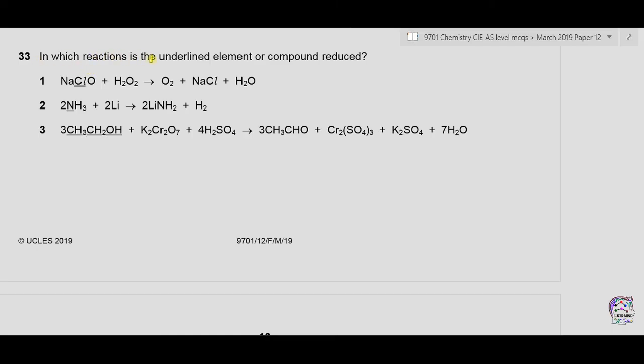Question 33. In which reactions is the underlined element or compound reduced? In the first option we have NaClO and Cl is underlined. As the oxidation state of oxygen is −2 and of sodium is +1, the oxidation state of Cl will be +1. In the product we have NaCl and the oxidation state of Cl is −1 and of sodium is +1. So the change in oxidation state from +1 to −1 is reduction.